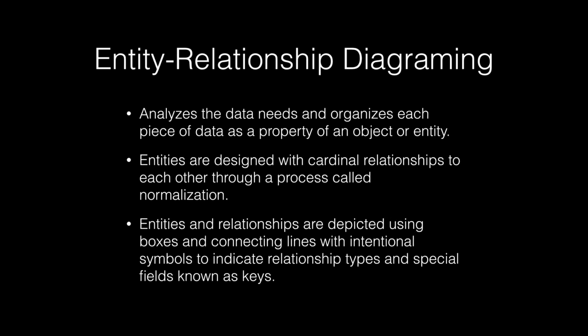These entities are designed with something called cardinal relationships to each other through a process called normalization. We're going to unpack those things here in the next few slides. And then these entities and relationships are depicted using boxes and connecting lines with intentional symbols to indicate relationship types and special fields known as keys. So we're going to unpack all those different pieces, but just giving you a heads up that there's a whole system for doing entity relationship diagramming.